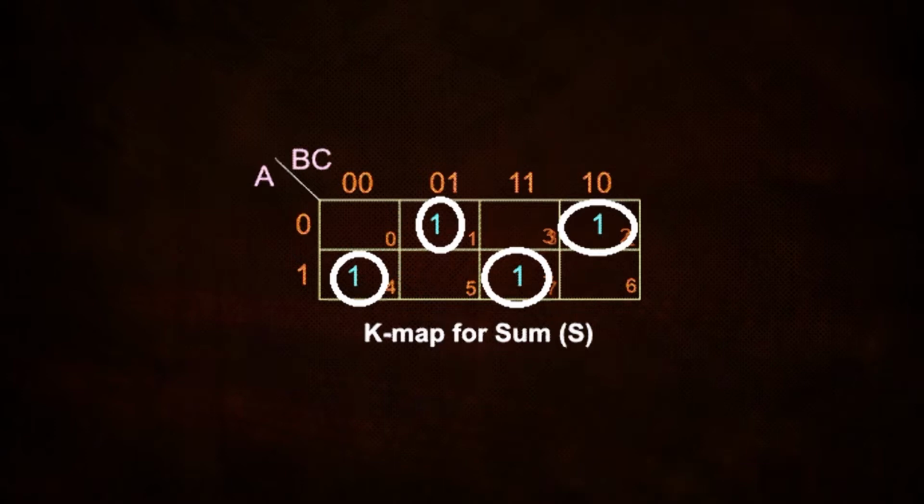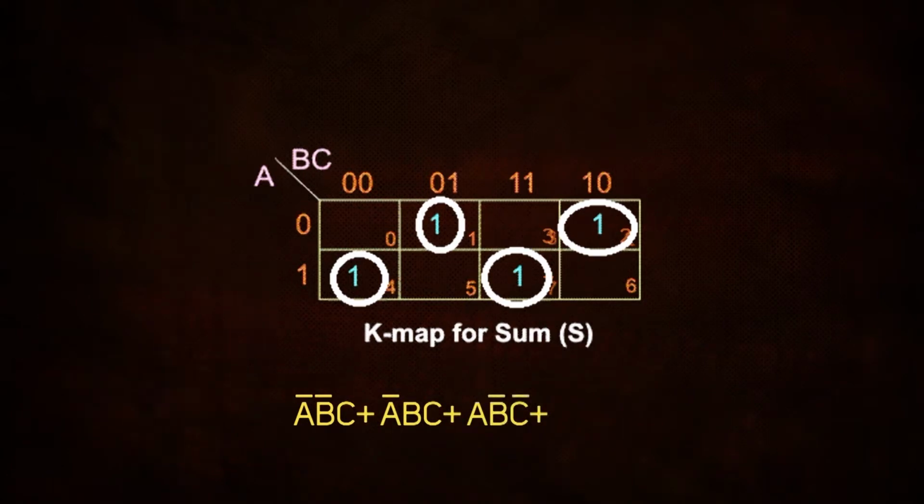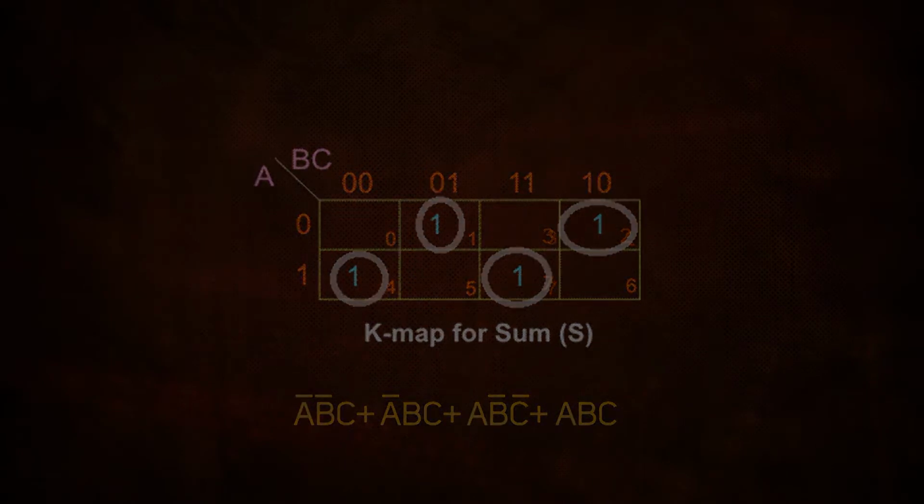Mark them in the corresponding cells of the K-map. No groups are formed. So, the minimum sum of products expression for sum is A complement B complement C plus A complement B C plus A B complement C complement plus A B C. Then draw the K-map for the output function Cout.